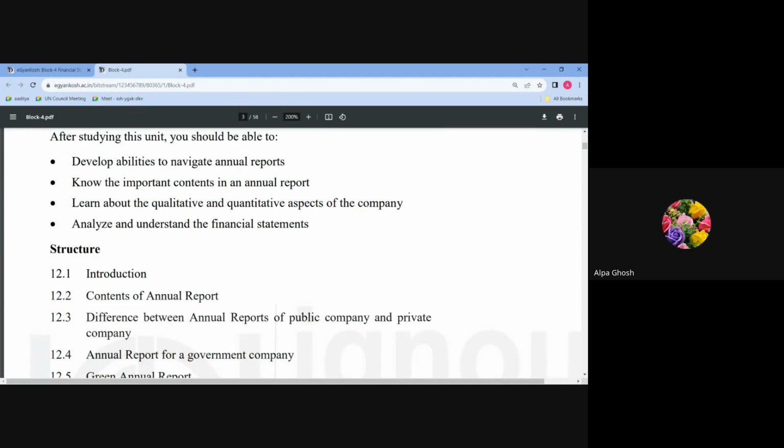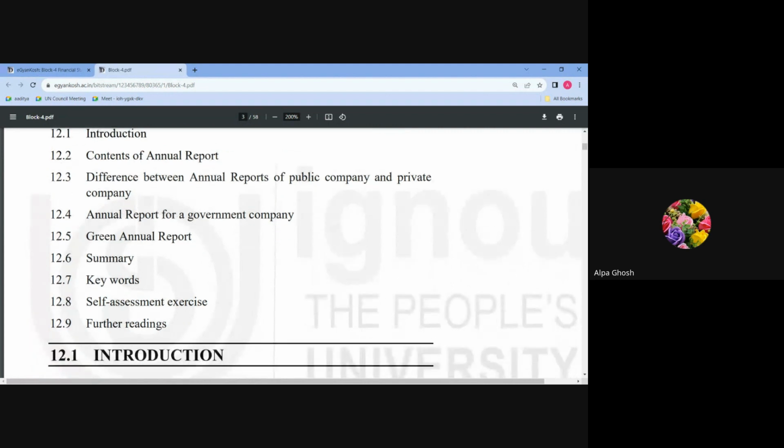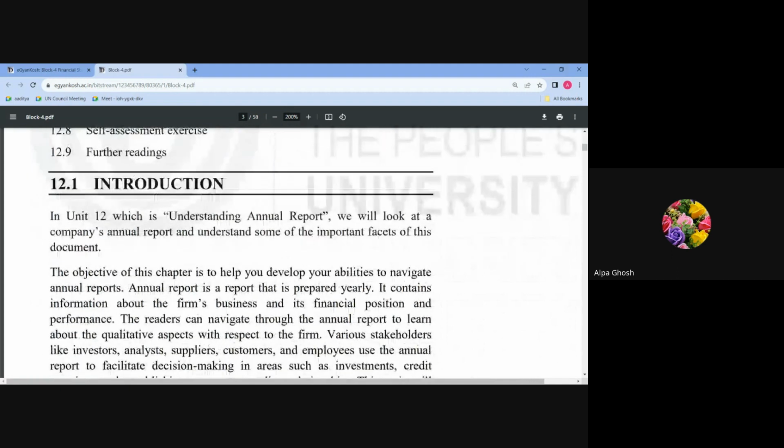So it is the contents of annual report, the difference between the public and private company, how the annual report of a government company looks, right? What is green annual report? Nowadays, we don't go with 100 pages of publishing the annual report. We want to save the pages. So it's green annual report. And then, of course, the keywords and the self assessment.